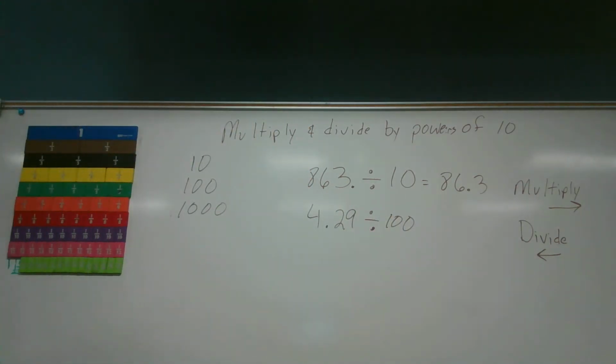Let's take four and 29/100ths divided by 100. Four and 29/100ths divided by 100. Oh, I'm going to call on someone. Don't you worry, Jonas. I will get someone called on.